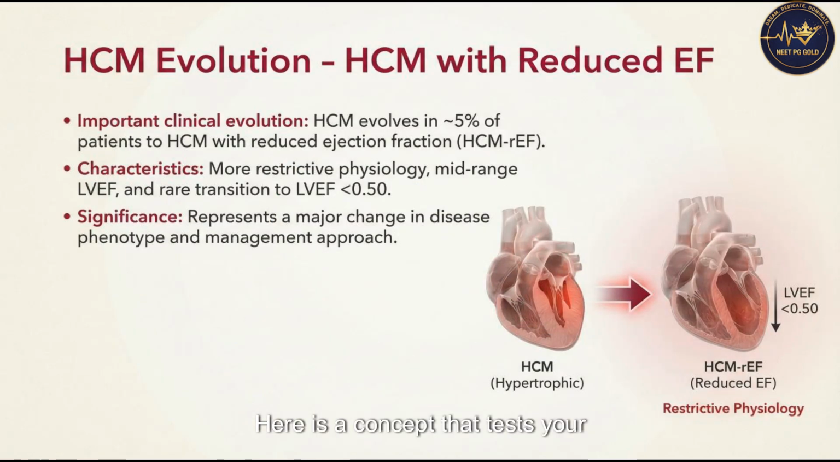Here is a concept that tests your understanding of disease progression. While we said HCM typically has a high ejection fraction, about 5% of patients will evolve into what we call HCM with reduced ejection fraction. This is the burned out phase where the heart fails. In this stage, the physiology becomes more restrictive.